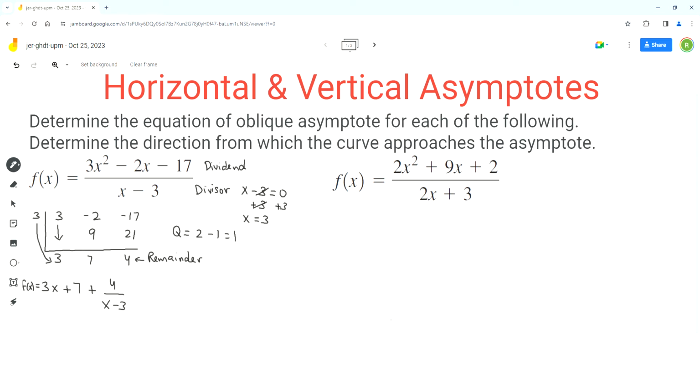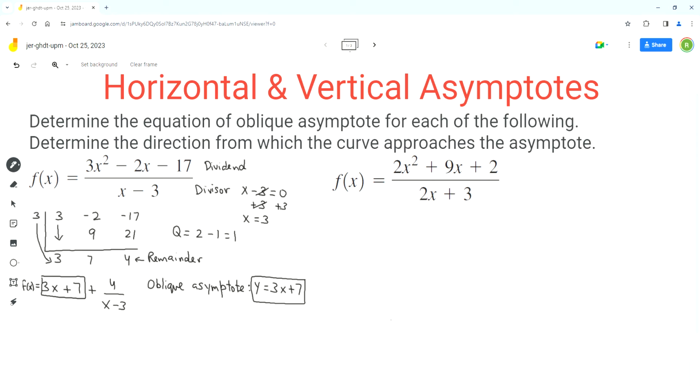Now in this function, the 3x plus 7 represents the equation of the oblique asymptote. The oblique asymptote is y equals 3x plus 7. So this should be the final answer to the first part of the problem.